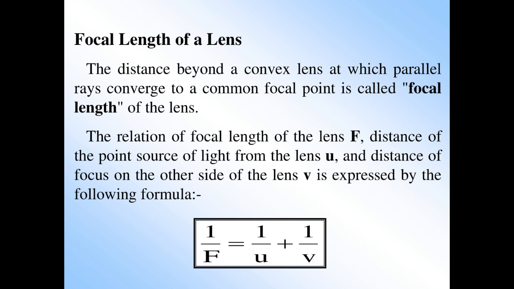Focal length of a lens. The distance beyond a convex lens at which parallel rays converge to a common focal point is called the focal length of the lens. The relation of the focal length of the lens f, the distance of the point source of light from the lens u, and the distance of the focus on the other side of the lens v is expressed by the following formula. 1/f = 1/u + 1/v.